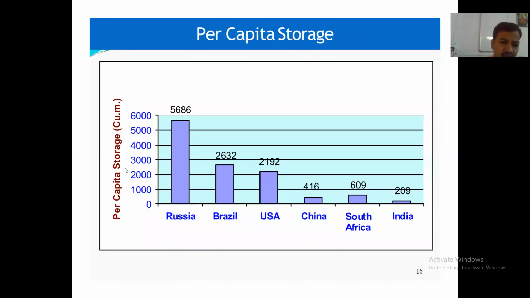Then per capita storage is shown in this graph. Per capita storage in cubic meter for various countries is shown in this graph. Per capita storage is highest for Russia, having 5,686 cubic meter. Second is Brazil, having 2,632 cubic meter. Below that, the United States, having 2,192 cubic meter. China is having 416 cubic meter, South Africa 609 cubic meter, and India is having 209 cubic meter per capita storage.